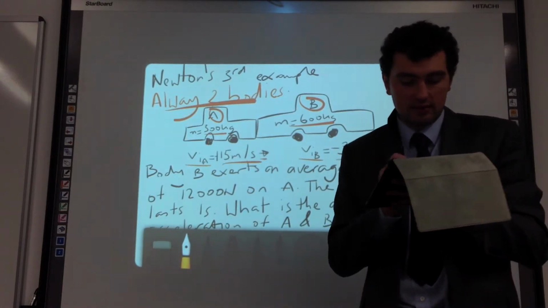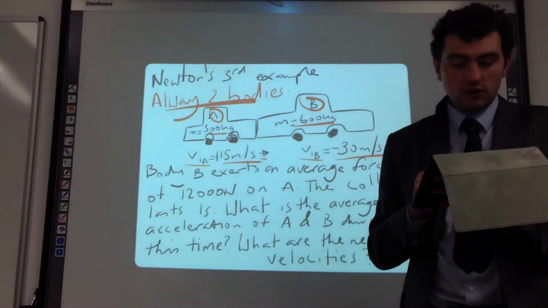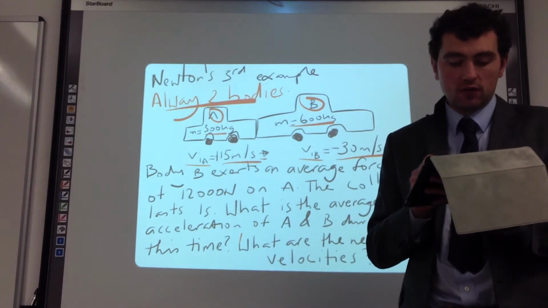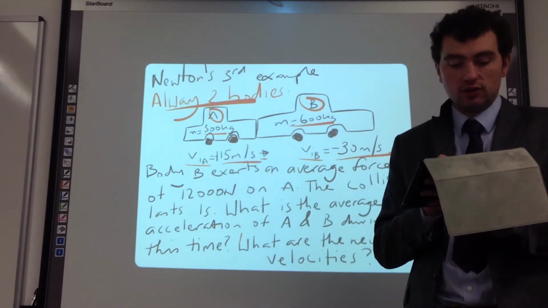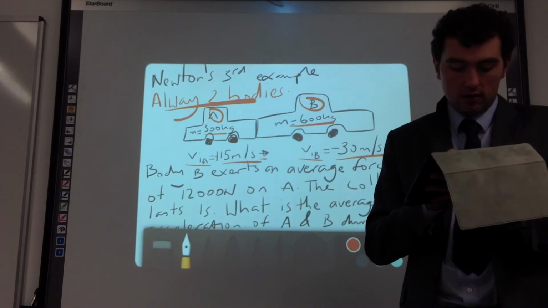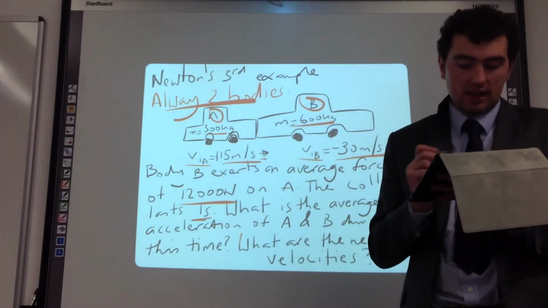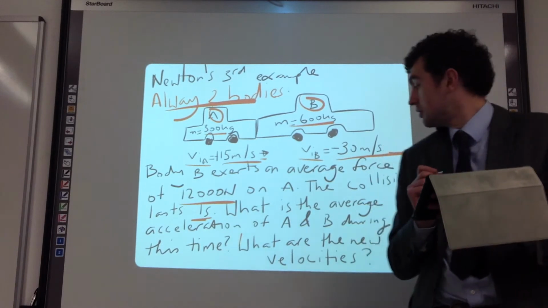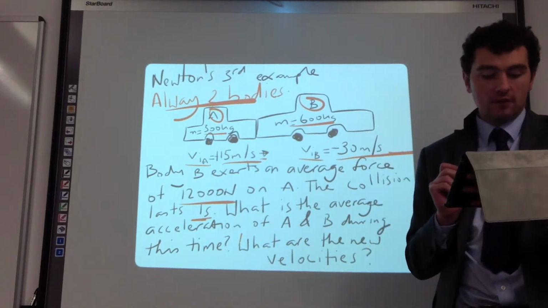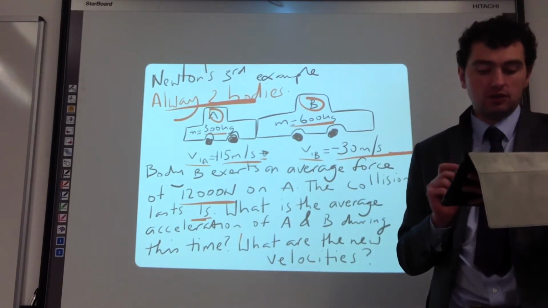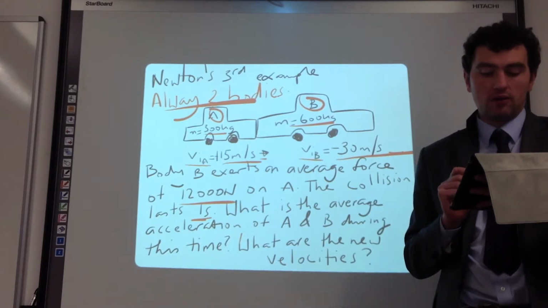Okay, so body B exerts an average force of 12,000 newtons on body A. The collision lasts 1 second. What is the average acceleration of A and B during this time? And what are the new velocities?